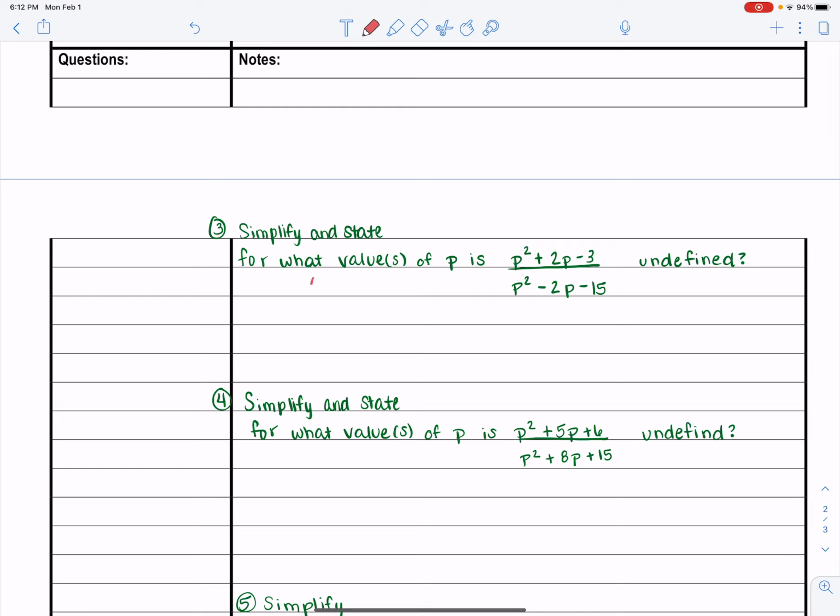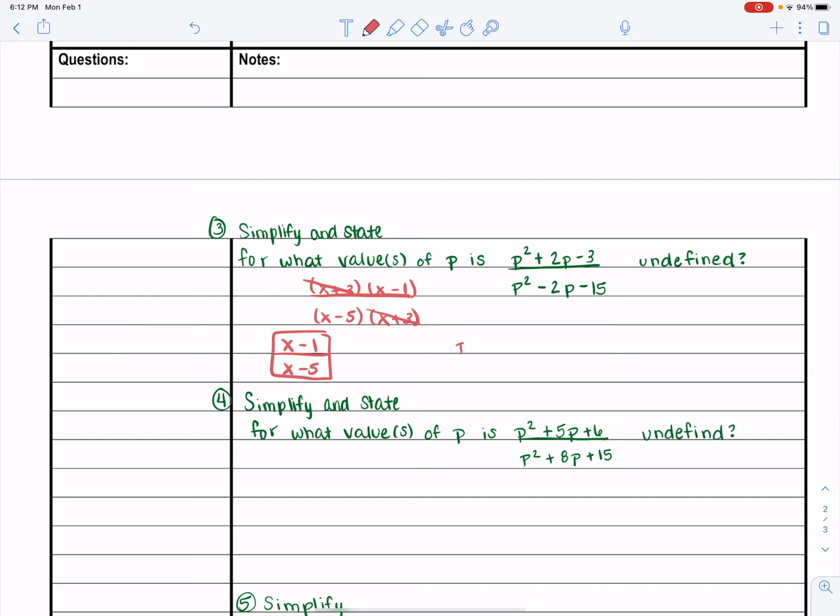x plus 3 and x minus 1. I know that p squared minus 2p minus 15 can factor into x minus 5 and x plus 3. Okay, so to simplify, I'm going to look for things that are the same on the top and the bottom. So x plus 3 can be taken out of both numerator and denominator. So my final simplified answer is x minus 1 over x minus 5.